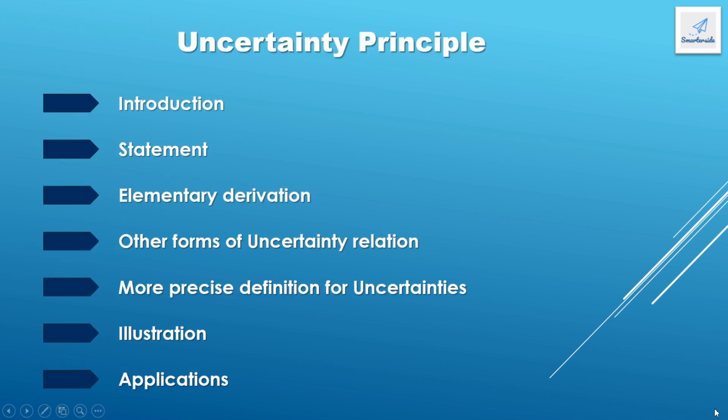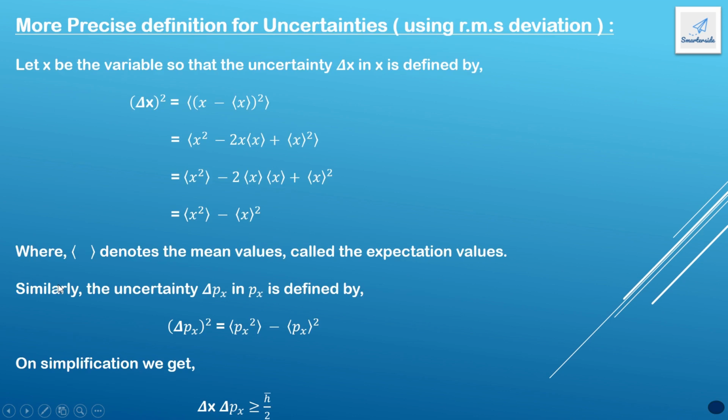And now let us see the most precise definition for uncertainties. That is, h bar will be included here, and you might be confused between h and h bar while writing the uncertainty principle, so let us get a clarification here. Here we are arriving at the precise definition for uncertainties using RMS deviation, that is root mean square deviation. Let us consider x to be the variable, so that the uncertainty delta x in x is defined by delta x whole square equals, and here you can see this bracket symbol that denotes the mean value, which we call the expectation value.